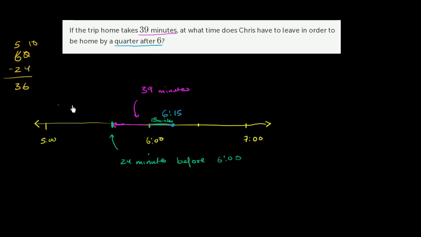But either way, if we're talking about 24 minutes before 6 o'clock, that's the equivalent to 36 minutes after 5 o'clock. So this time right over here is 5:36. So when they ask, what time does Chris have to leave in order to be home by a quarter after 6? 5:36.